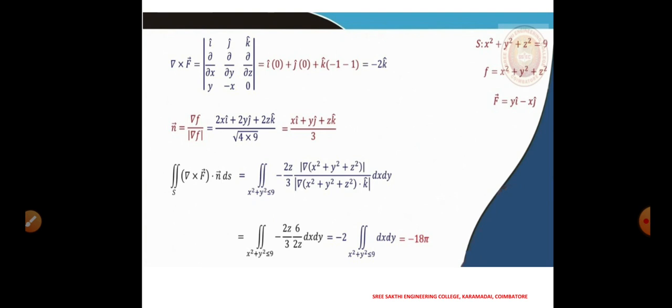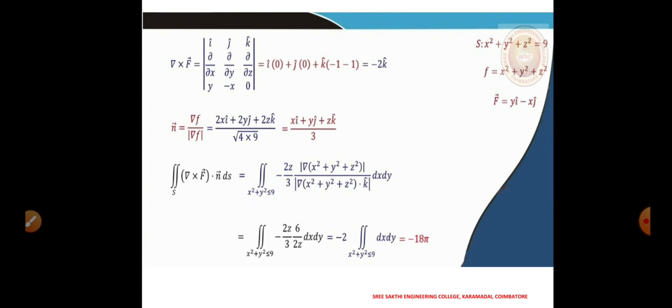So in this case, for the i vector, this will give 0. For the j vector also it is going to be 0, and for the k vector we have minus 1 and then again minus 1. So minus 2 k vector is the value there. So this is the curl of F vector, and then we need to know the unit normal vector to this surface, which is n vector equal to del F by modulus del F, and that can be computed.